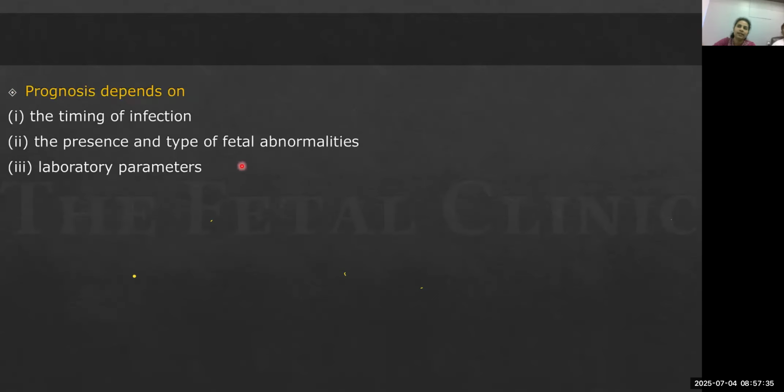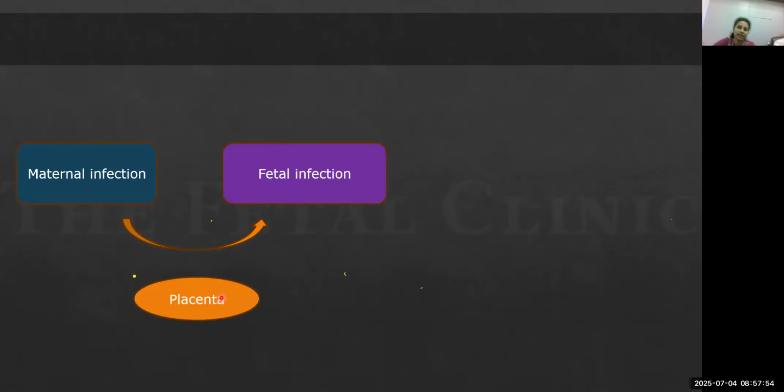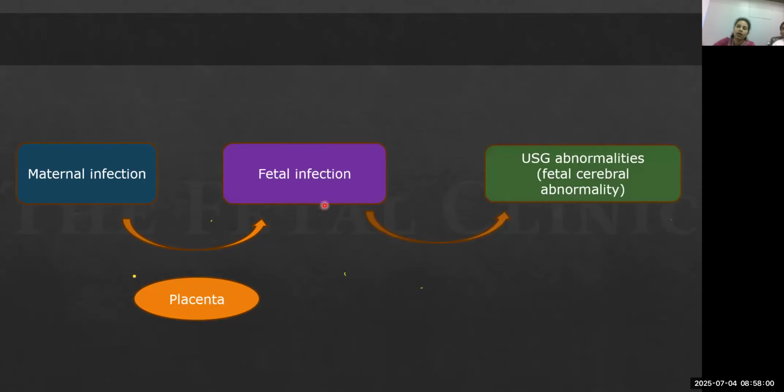The prognosis depends on the timing of infection, the presence of fetal abnormalities, cranial and extracranial, and lab parameters. Maternal infection does not translate immediately to a fetal infection, and there could always be a lag period because the placenta acts as a reservoir as well as a barrier. And fetal infection need not always manifest as an ultrasound abnormality. And the fetal cerebral abnormalities or cranial manifestations are the most important in prognosticating the outcome.